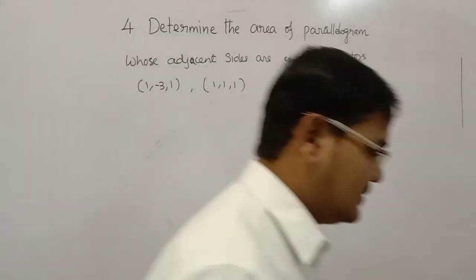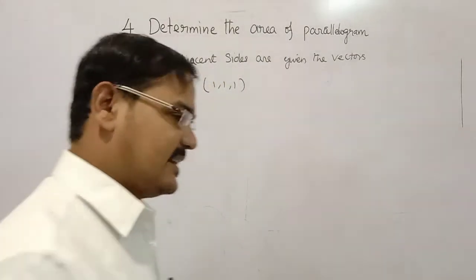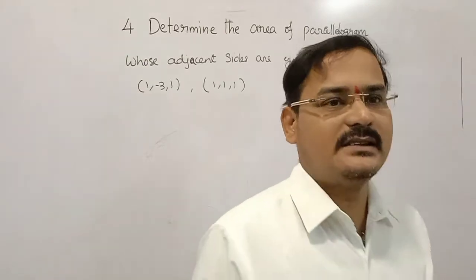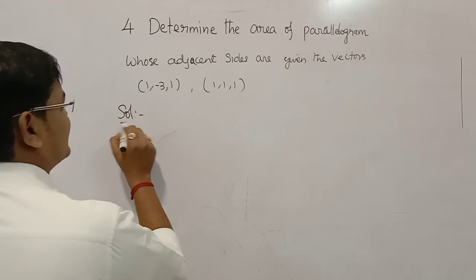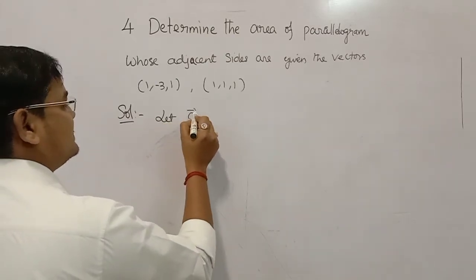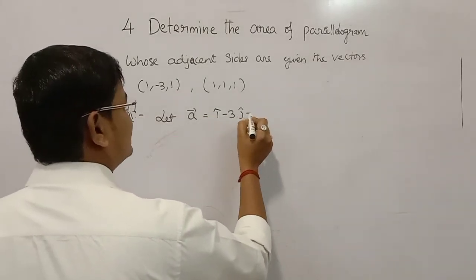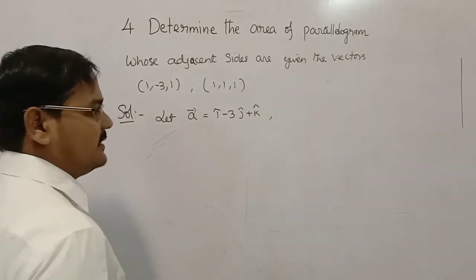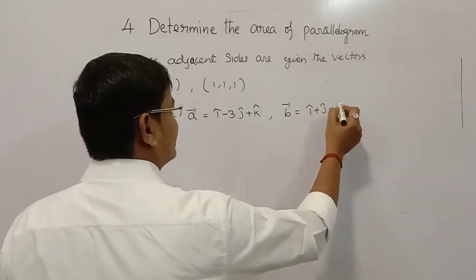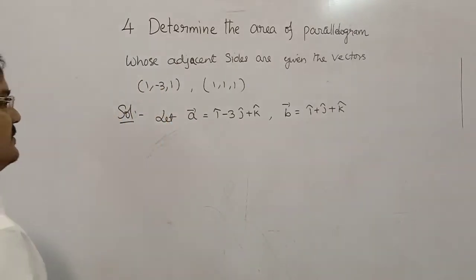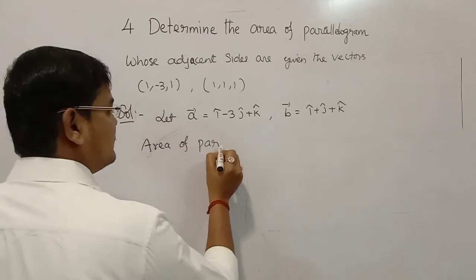This is the point that is given. So consider it as a vector, find the cross product and find the magnitude, and that is the area of the parallelogram. So how can you write the solution? First of all, consider the vectors. Let A bar be equal to I bar minus 3j bar plus k bar, and similarly B bar is equal to I bar plus j bar plus k bar. Consider the two vectors.